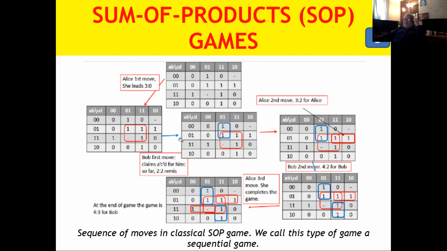So Bob here is playing a smarter strategy. He knows about essential primes, and he selects this prime. Then Alice responds with this, Bob responds with this, Alice responds with this. As a byproduct, they learned about essential primes, and Bob won 4-3 against Alice. This kind of game we call sequential games. Most of our games are sequential.